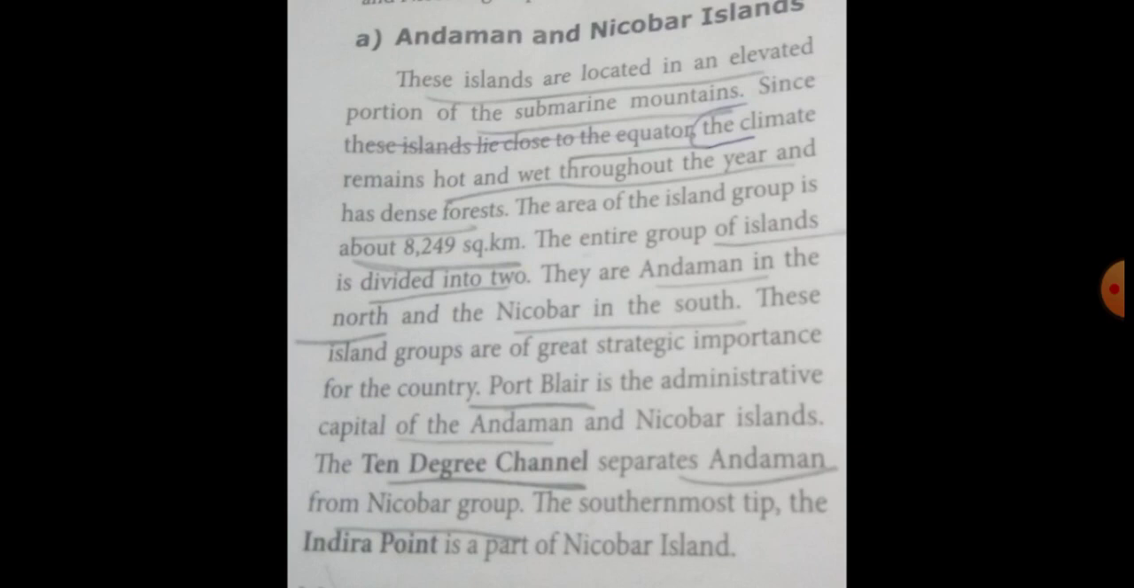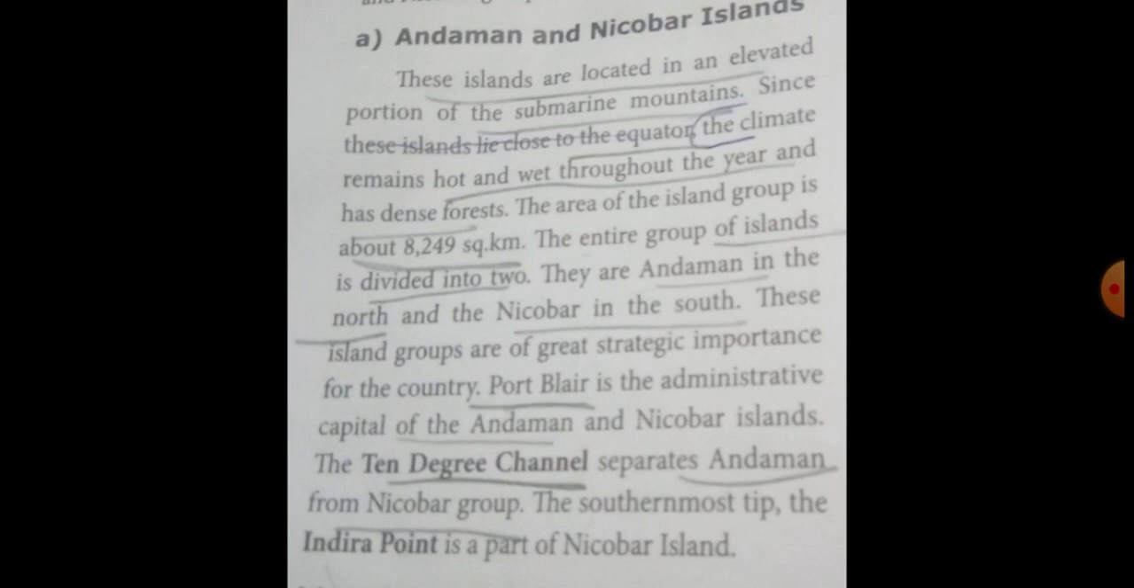And also the total area of this island group is 8,249 square kilometers. This island is divided into two groups: Andaman and Nicobar. Andaman is in the north and Nicobar is in the south.